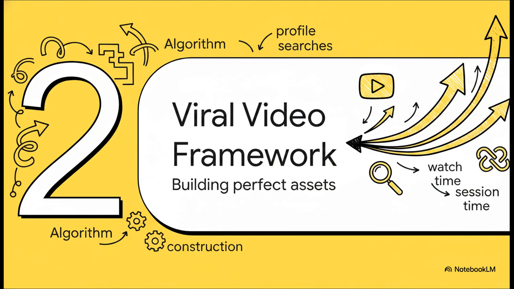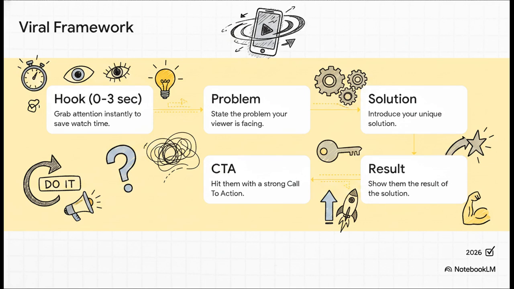All right, moving on to Section 2. The viral video framework. We know what the algorithm wants, so now let's talk about how to construct the actual asset to satisfy those rules. Here is your 5-step pipeline for building highly engaging reels, and we need to move briskly here. Step 1 is the hook. You have exactly 0 to 3 seconds to grab them. If they swipe away here, your watch time completely tanks.